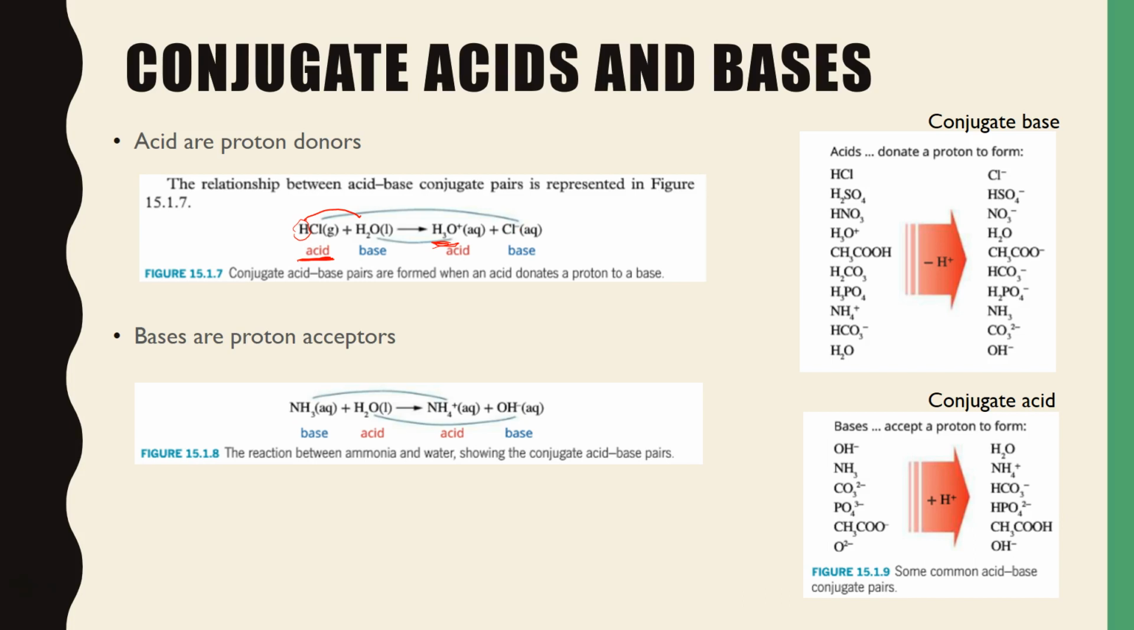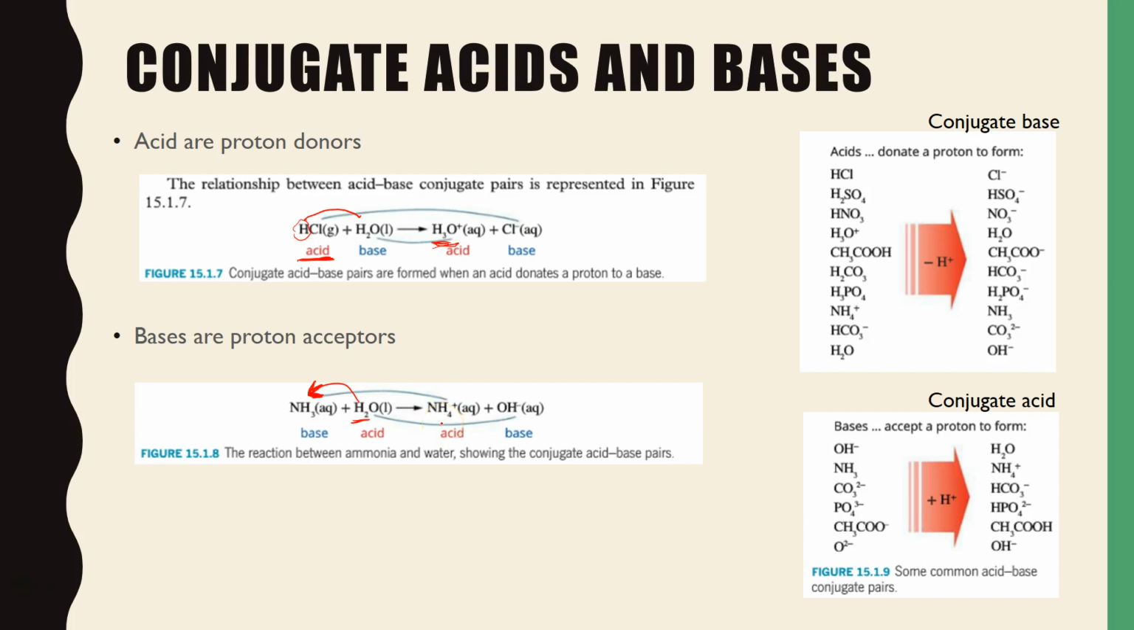We mentioned before that bases are proton acceptors. So here's an example of a base. One hydrogen atom is donated from water to the nitrogen atom here to make ammonium. And we can see that it has now become an acid because it has the ability to donate a proton.